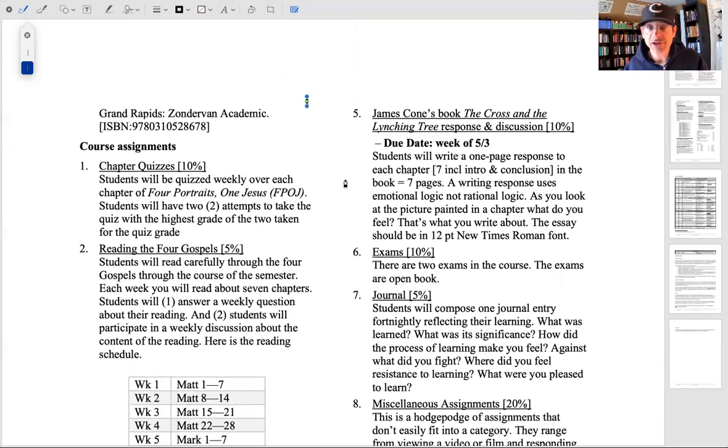Number 5, assignment 5. This is James Cone's book, The Cross and the Lynching Tree. And here you will write a one-page response to each chapter. So 7, including the introduction and conclusion. So there's 5 chapters with an introduction and conclusion, essentially. A writing response uses emotional logic, not rational logic.